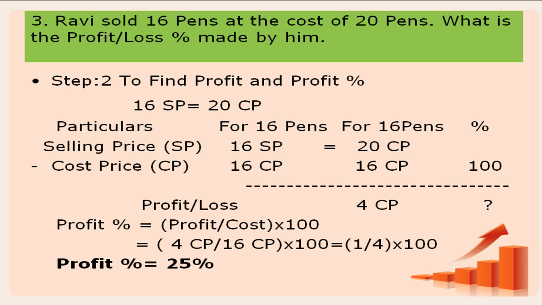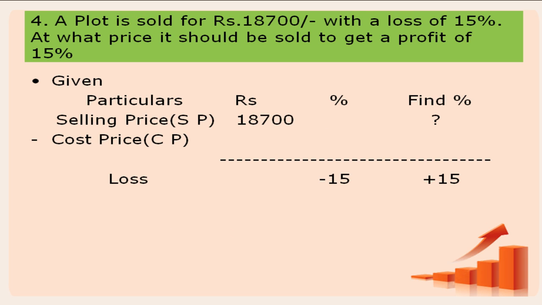Now we are going for the next situation. A plot is sold for rupees 18,700 with a loss of 15%. At what price it should be sold to get a profit of 15%? So the given information is selling price is rupees 18,700. It represents a loss of 15 percentage. Here loss is denoted by minus. So we have to calculate selling price which can produce a profit of 15 percentage. Now we are going into the next step.